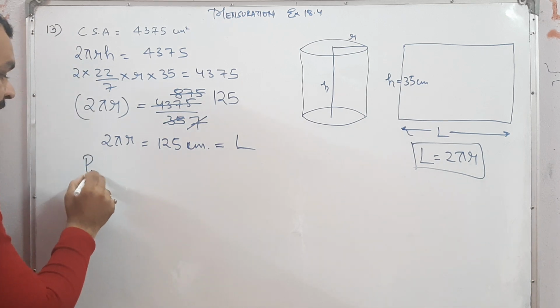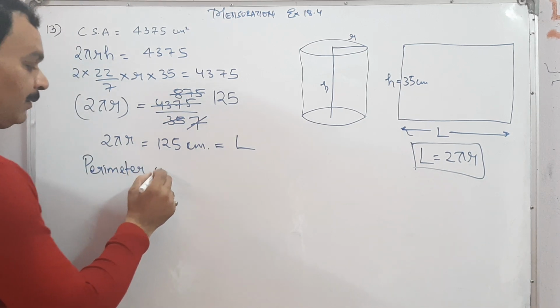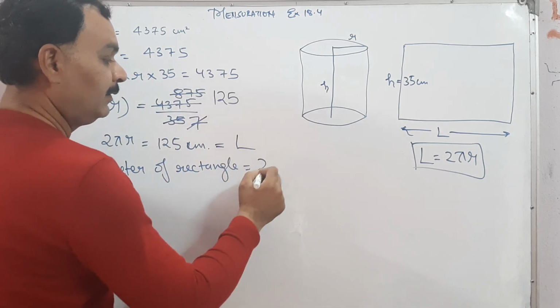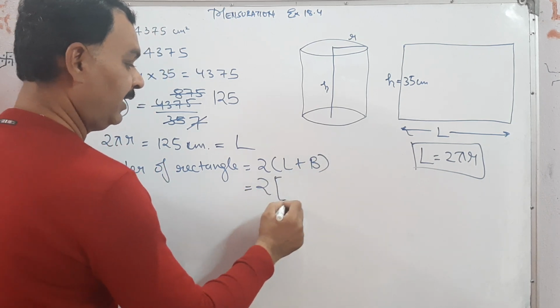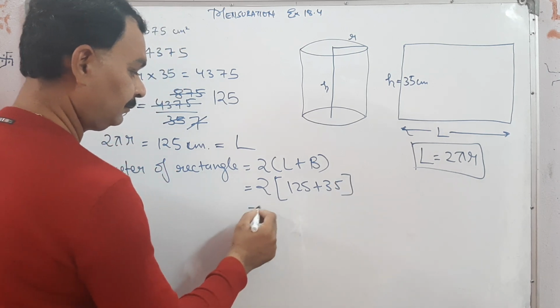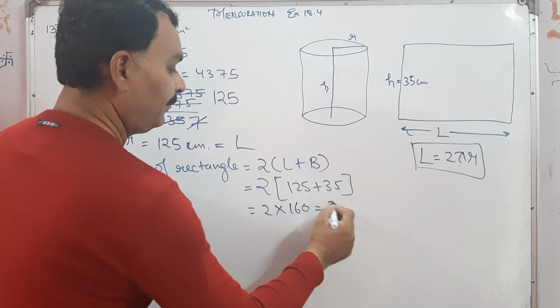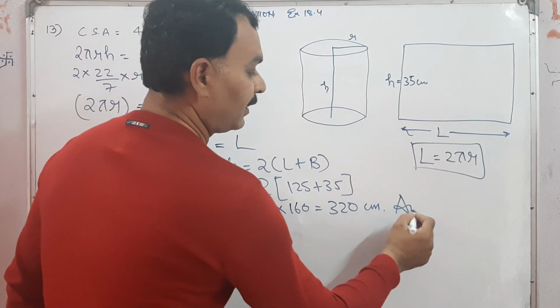Now the question is, we need to find out the perimeter of the rectangular sheet formed. The perimeter of a rectangle is twice length plus breadth, 2 times 125 plus 35, 2 times 160, that is 320 centimeter. This is the answer.